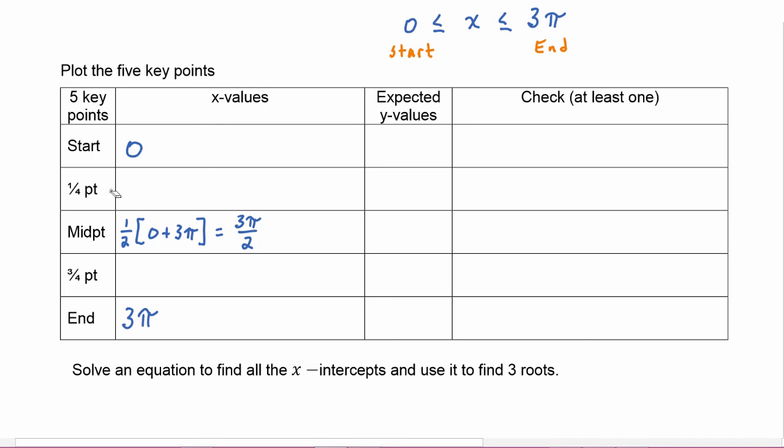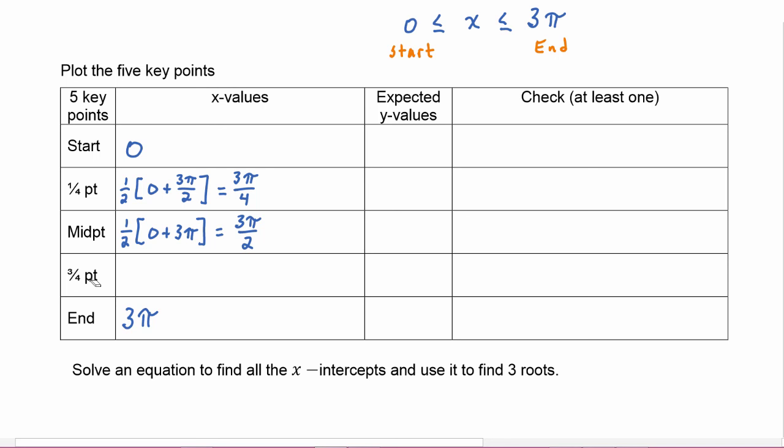Now to find the quarter of the way point, we need the midpoint of the start and the midpoint. So we're going to add those up and divide by 2, which of course I'm going to multiply times 1/2. So we have 1/2 of 0 plus 3 pi over 2, which is going to be 3 pi over 4. So that is the x-coordinate of the second point, which is the quarter point of our graph.